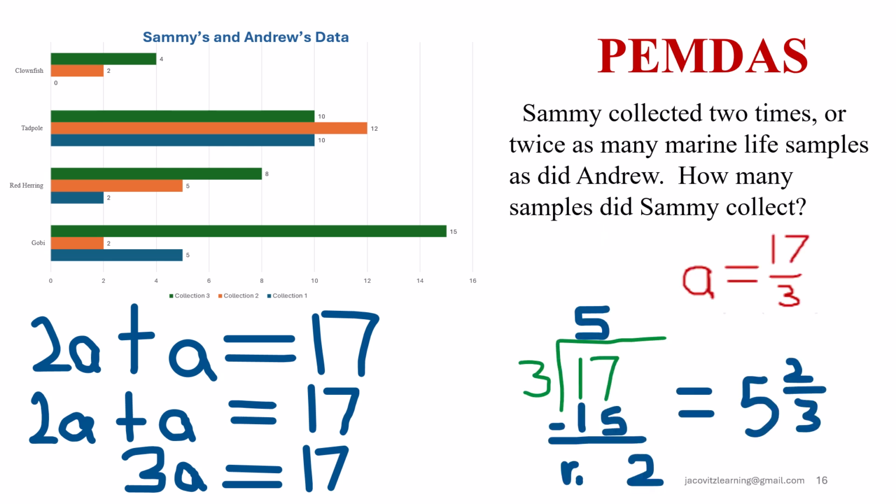Okay, so we had here a equals 17 over 3. So we take 3 into 17. We have 3 times 5 is 15. So 3 goes into 17 five times, 15, remainder 2. So that's 5, that's 2. This is 5 2/3.